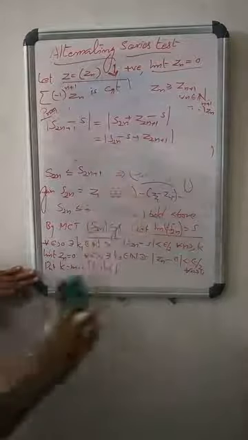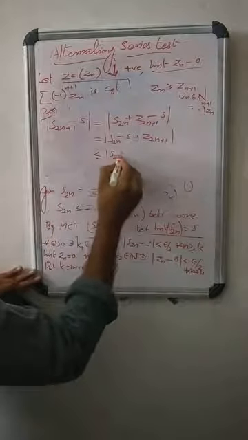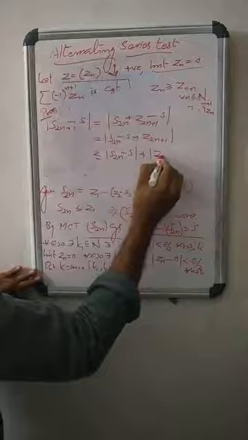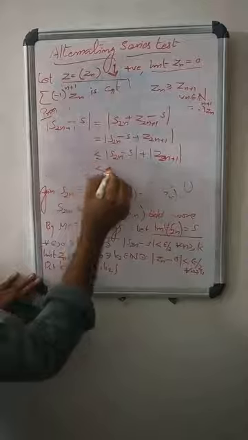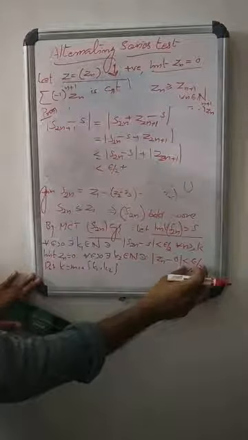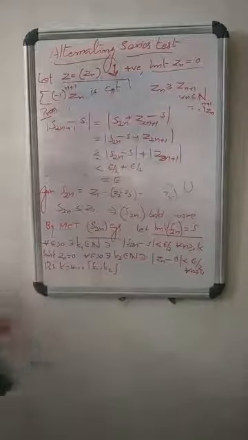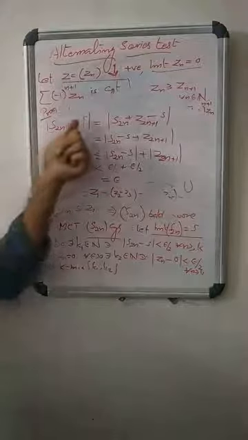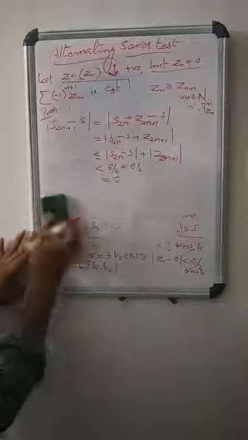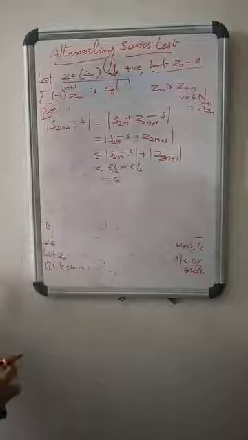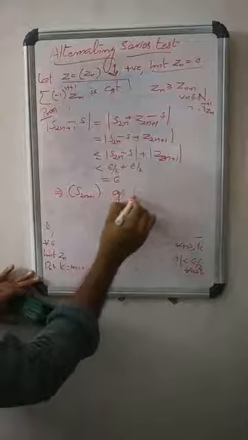By triangle inequality, it is less than or equal to modulus of s_{2n} minus s plus modulus of z_{2n+1}. Modulus of s_{2n} minus s is strictly less than epsilon by 2, and modulus of z_{2n+1} is also less than epsilon by 2, which together make epsilon. That means modulus of s_{2n+1} minus s is strictly less than epsilon. That implies limit of s_{2n+1} equals s, so the sequence s_{2n+1} converges to s.